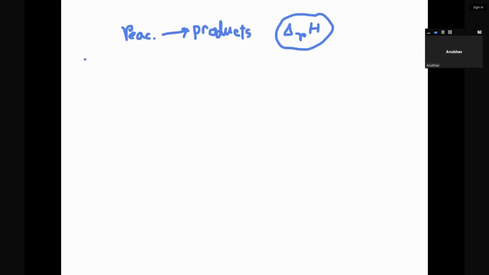So if we can mathematically introduce this term delta r H, we have this equation: summation of a i into H of product, that is the enthalpy of product. P stands for product, I will write it as pr, minus summation of b i into H of reactant.